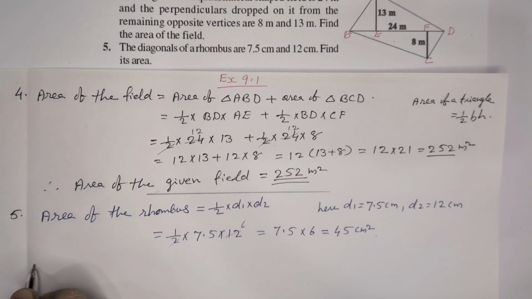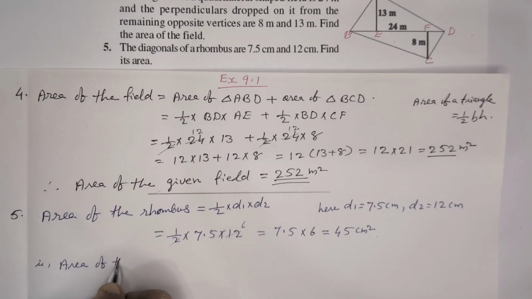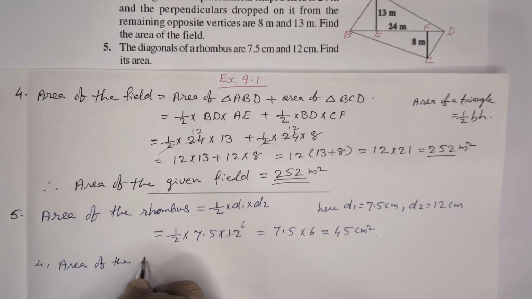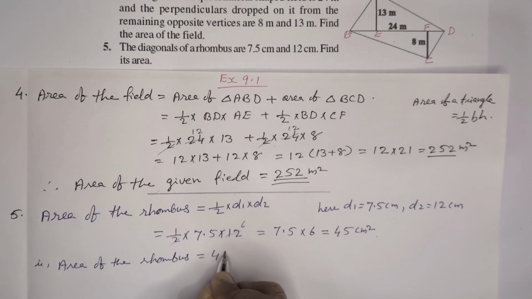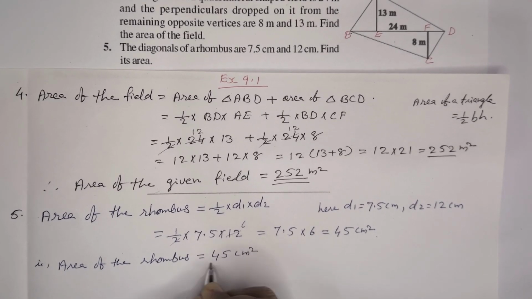So we can write that area of the rhombus is equal to 45 centimeter square.